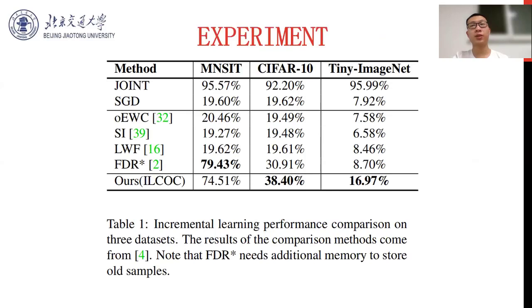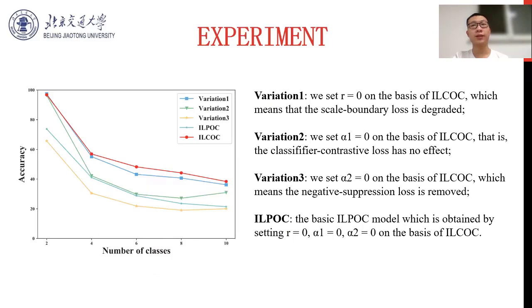The third part is the experiment part. Incremental learning performance comparison on several datasets. Here, we select 6 baselines and 3 datasets. The results show that our ILCOC achieves state-of-the-art performance in almost all datasets. The next is the ablation study. We compare 3 variations and 1 ILPOC as the comparison methods. The results prove the effectiveness and the robustness of each part in ILCOC.